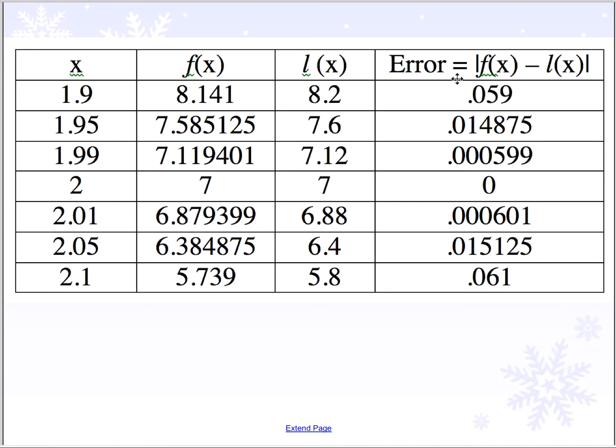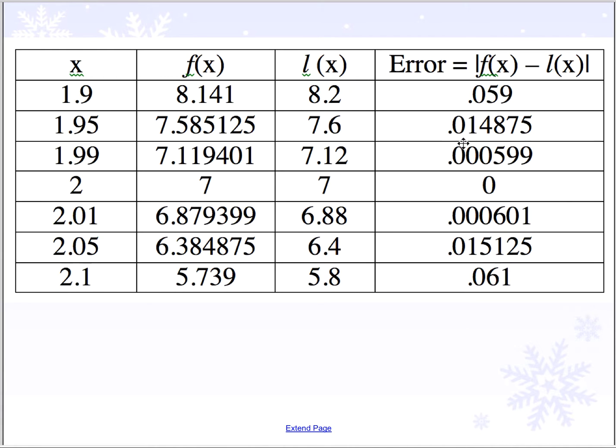And then the error is the absolute value of the f of x minus L of x. And so notice at 1.9, if I'm going to use the tangent line to calculate the y value, I get 8.2, but the actual y value is 8.141, and that's an error of 0.059. So it's close, but as you get closer and closer to 2, it becomes locally linear, and so the function and the line start matching up. And so as you can see, getting closer and closer to 2, your error is getting close to 0. And so it's a good approximation of the line.